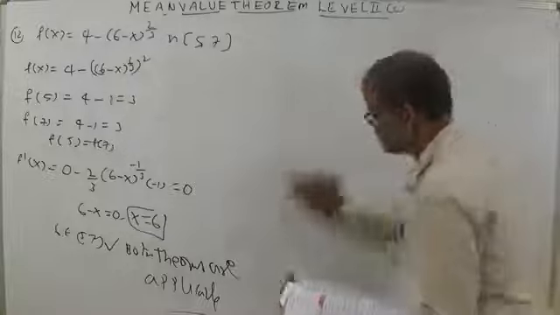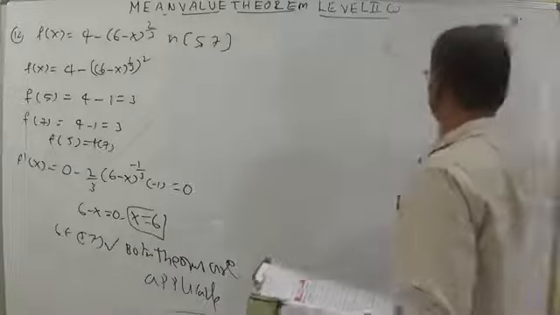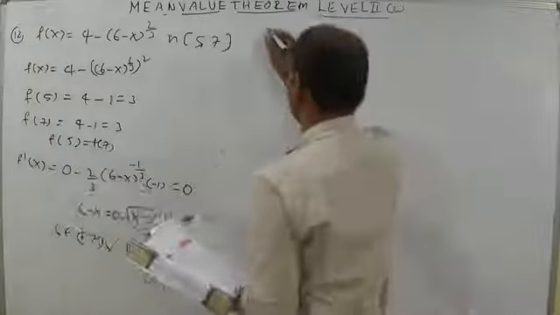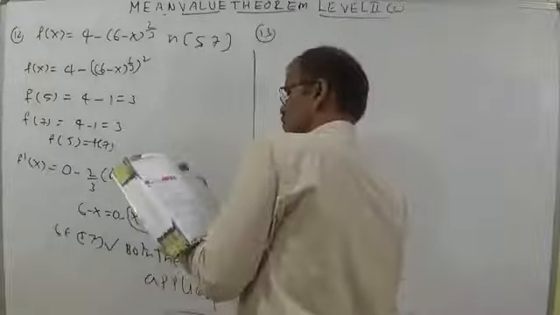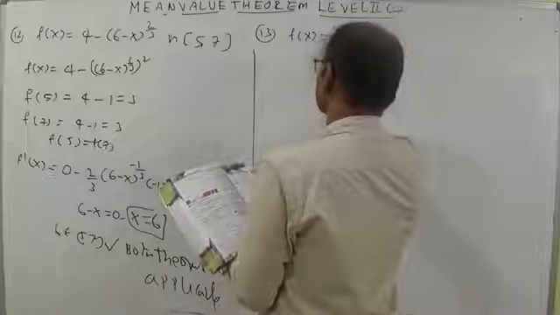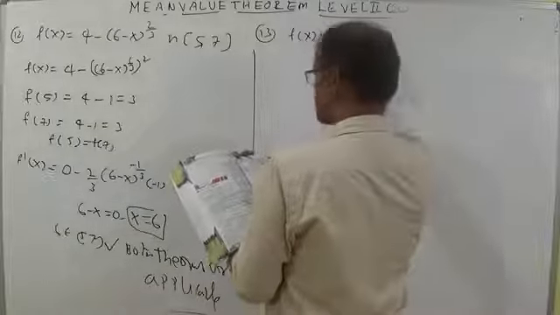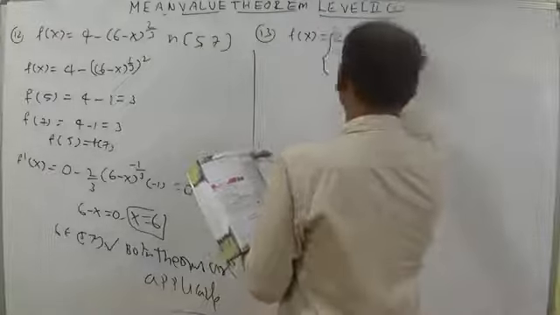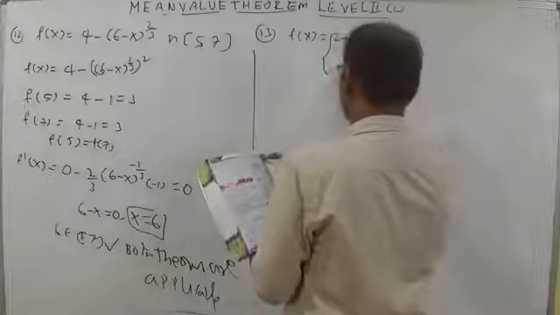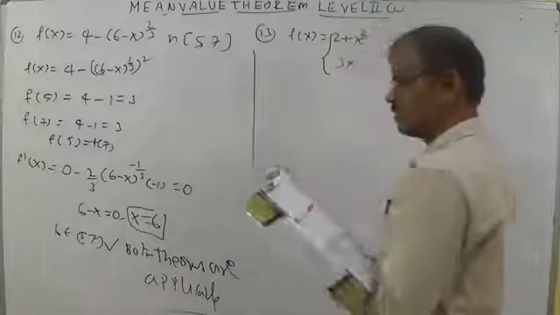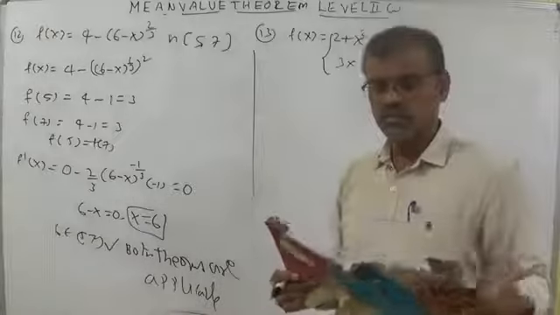Next question, 13th question. Value of c of Lagrange's mean value theorem, f of x is equal to 2 plus x cube when x is less than 1, and 3x when x is greater than 1. Find the value in Lagrange's mean value theorem.